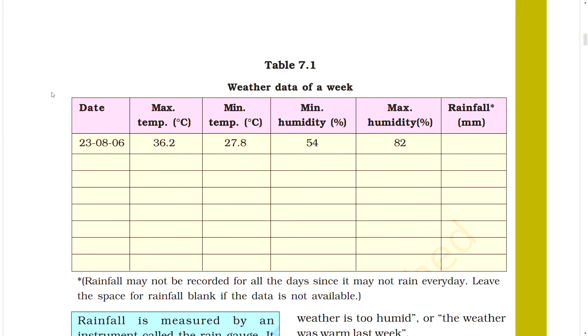Table. Weather data of a week. Date, maximum temperature in degrees Celsius, minimum temperature in degrees Celsius, minimum humidity percent, maximum humidity percent, rainfall in millimeters. 23/8/2006, 36.2, 27.8, 54, 82. Do this and comment on this.